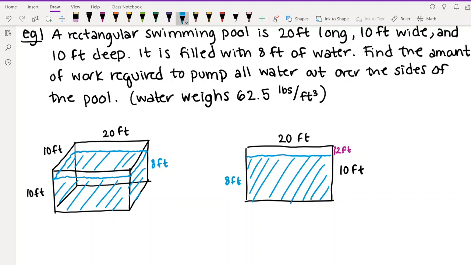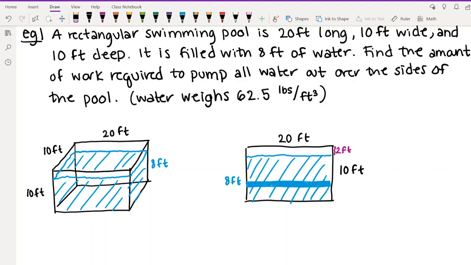That's why we need to break this into slices. So we're going to choose a slice of this water. I know that sounds weird to have a slice of water, but pretend that we could actually slice into the water and focus on what's going on with this slice.